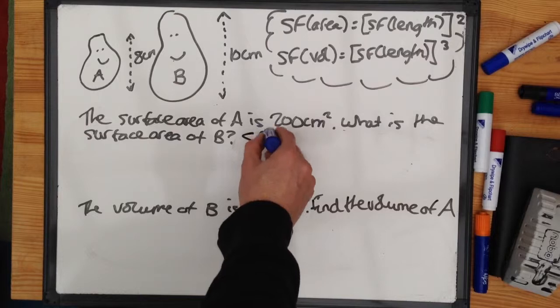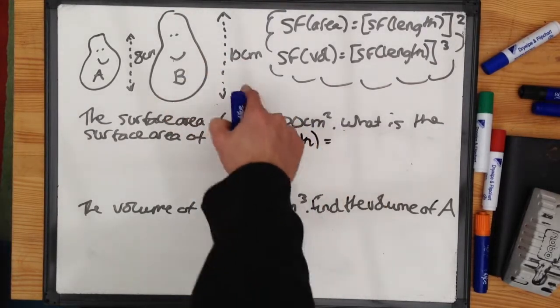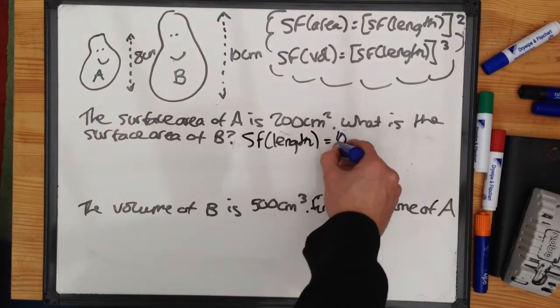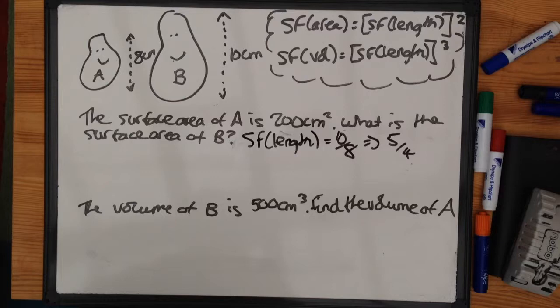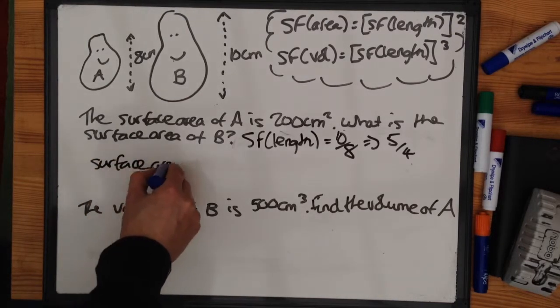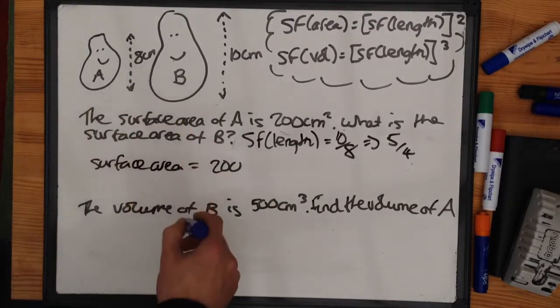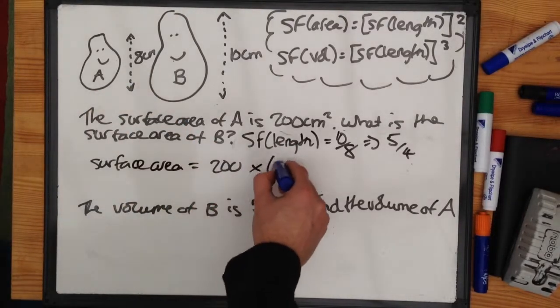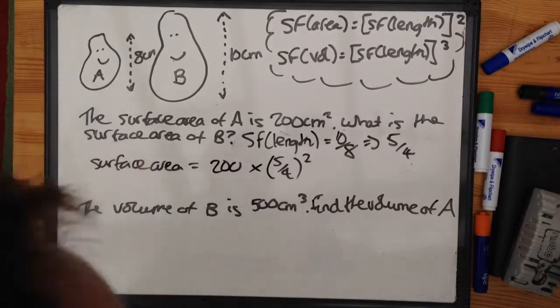Well, easily enough, all you do is you divide the bigger of the two corresponding lengths by the smaller. These two are the corresponding lengths, so you do 10 divided by 8, which the calculator will tell you is 5/4. We want the surface area of B, which is equal to the surface area of A, 200. Because we're going from smaller shape to bigger shape, we multiply by the scale factor for the lengths squared. Stick that into the calculator.